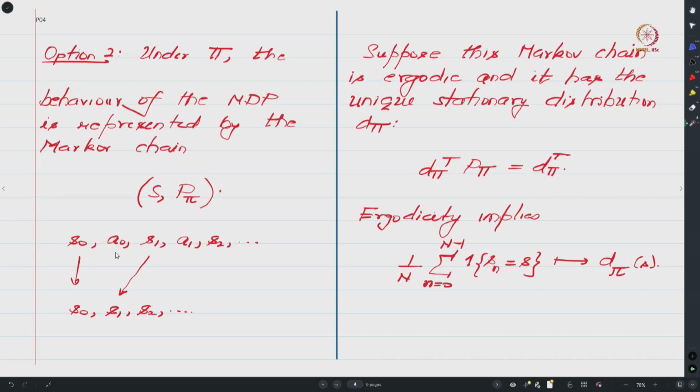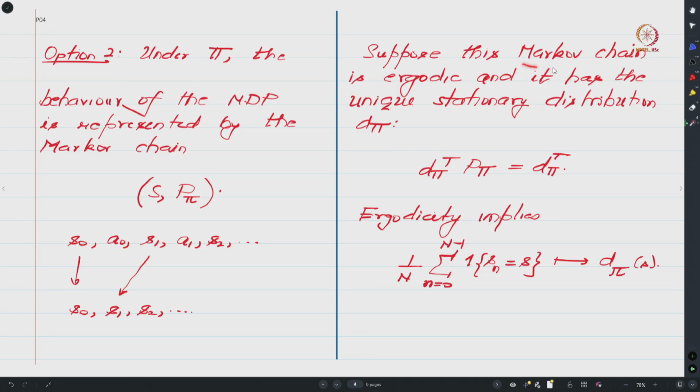Now since your A0, A1 and so on are always picked by your policy pi, if you ignore these actions and only focus on the resultant states, then one can show that the resultant states actually form a Markov chain. The sequence of states can be imagined to come from a Markov chain, and a Markov chain is dictated by two things, the state space and the transition probability matrix, and one can show that the probability of going from any state S to any state S prime is governed by this P pi.